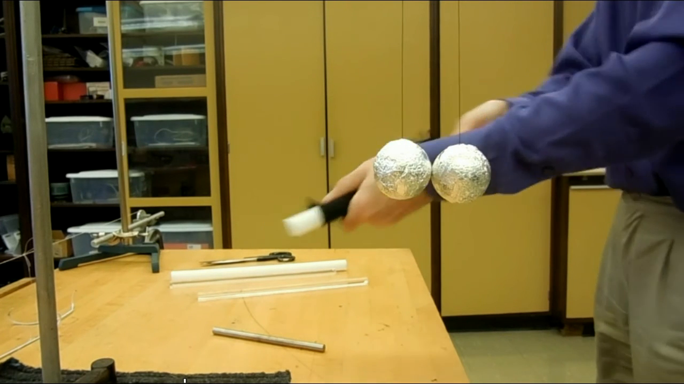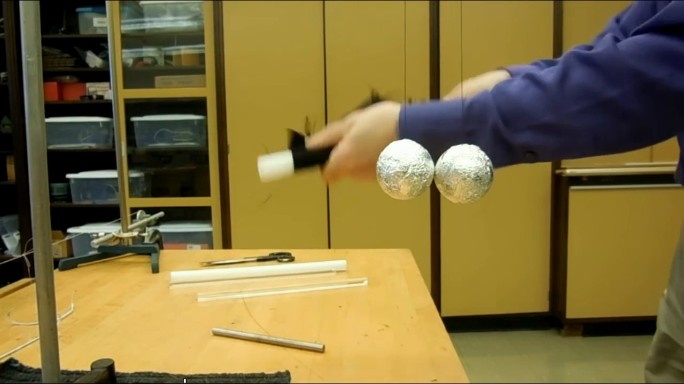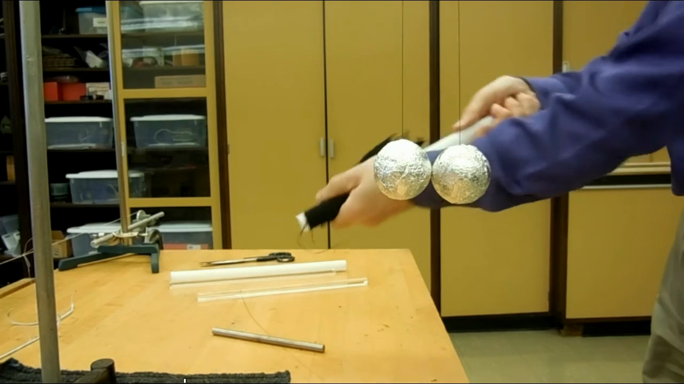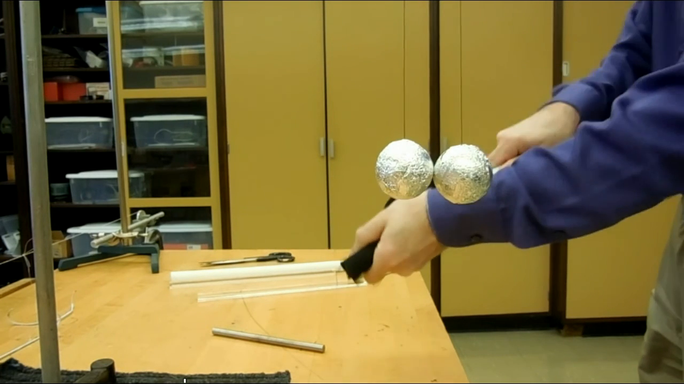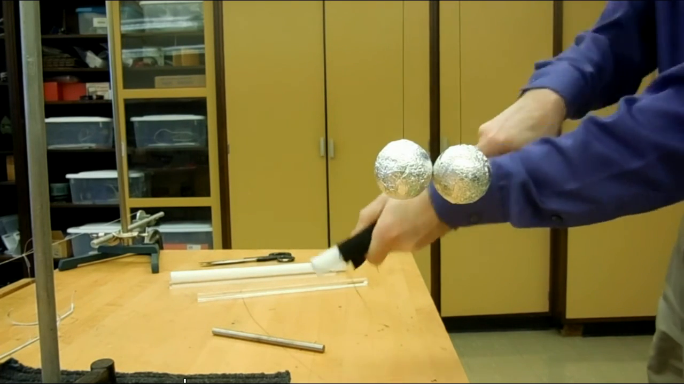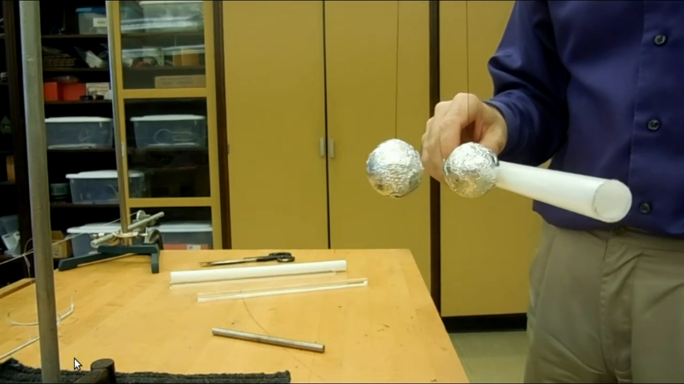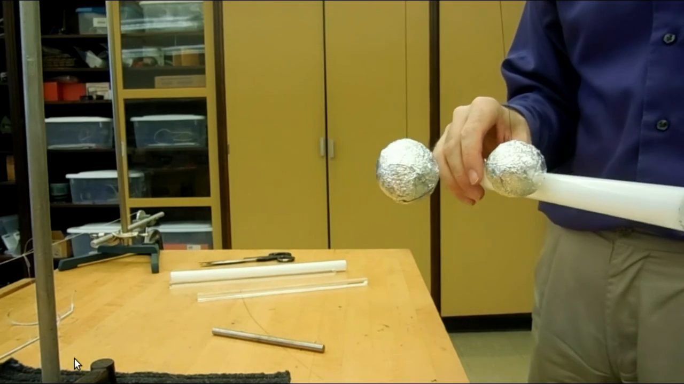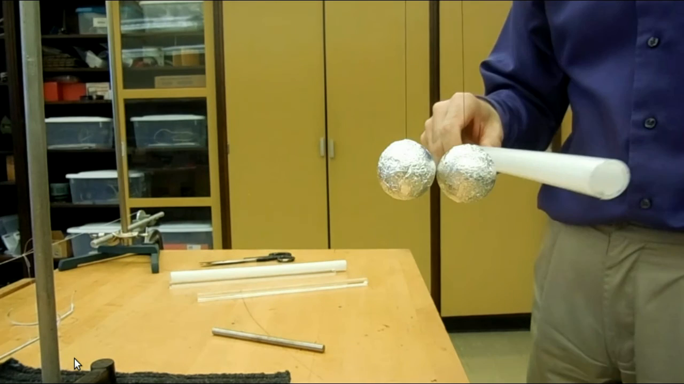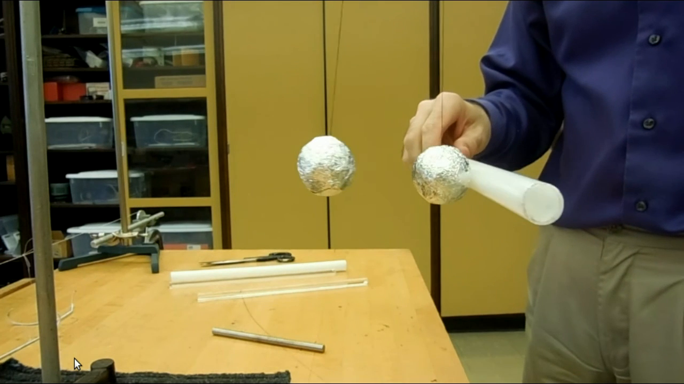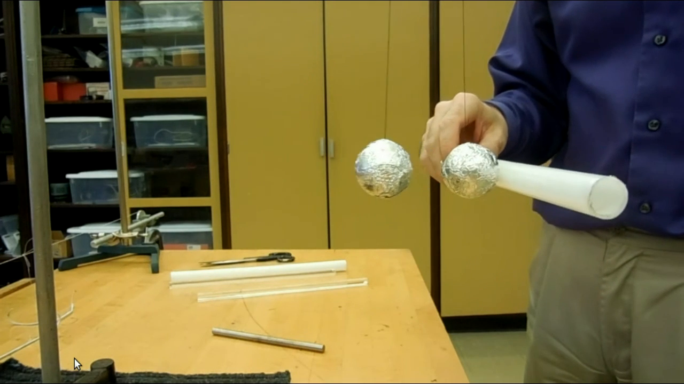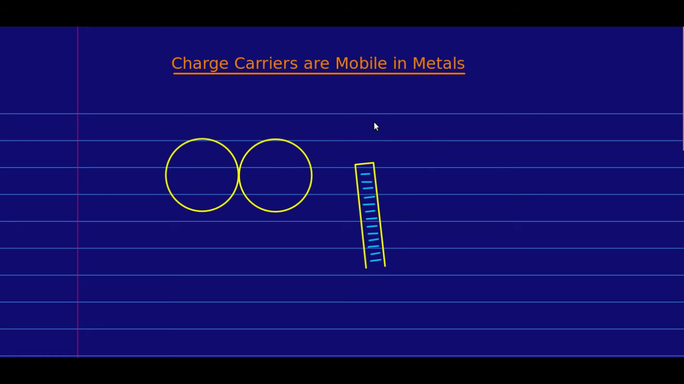Here are two ping pong balls covered with aluminum foil, and you can tell from the fact that they're hanging straight from their strings that they're not repelling or attracting each other, and I'm charging a plastic rod using wool. When I touch the rod to one of the balls, now the balls repel each other. Let's see that again in slow motion. Again, what does this tell us?